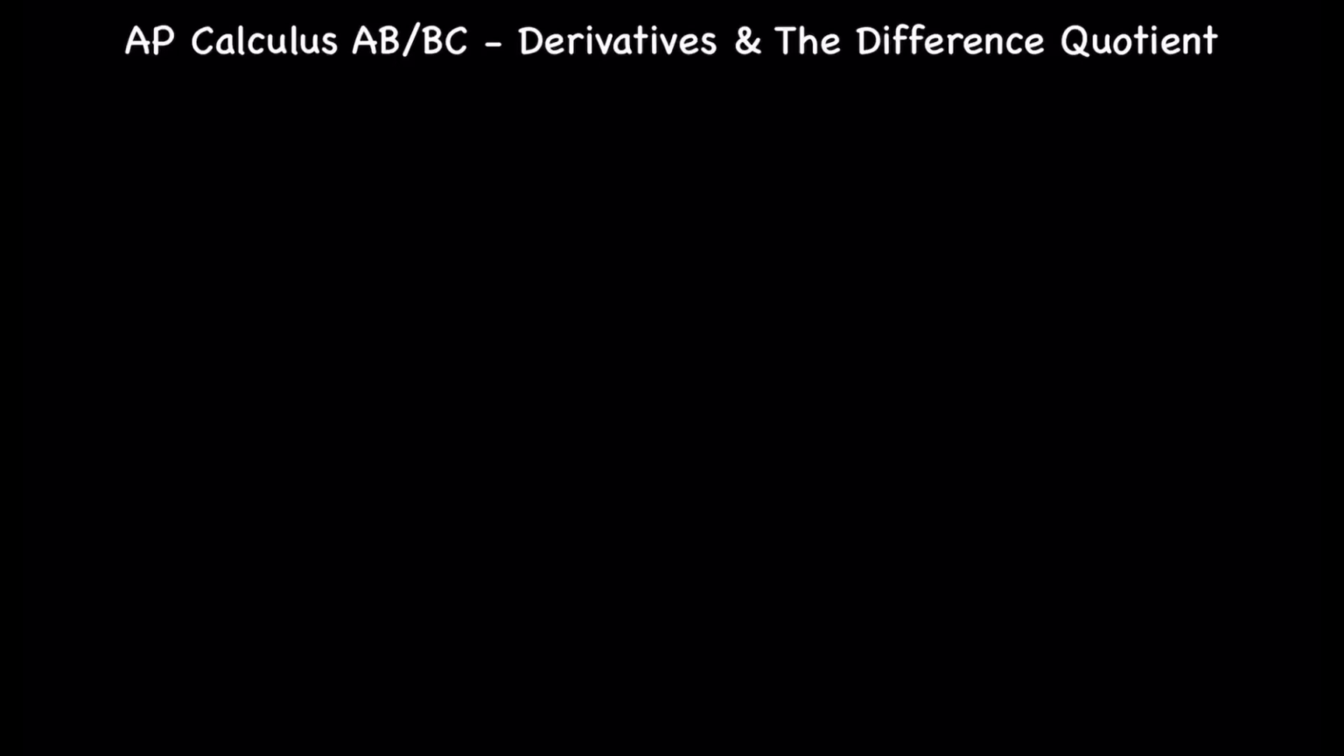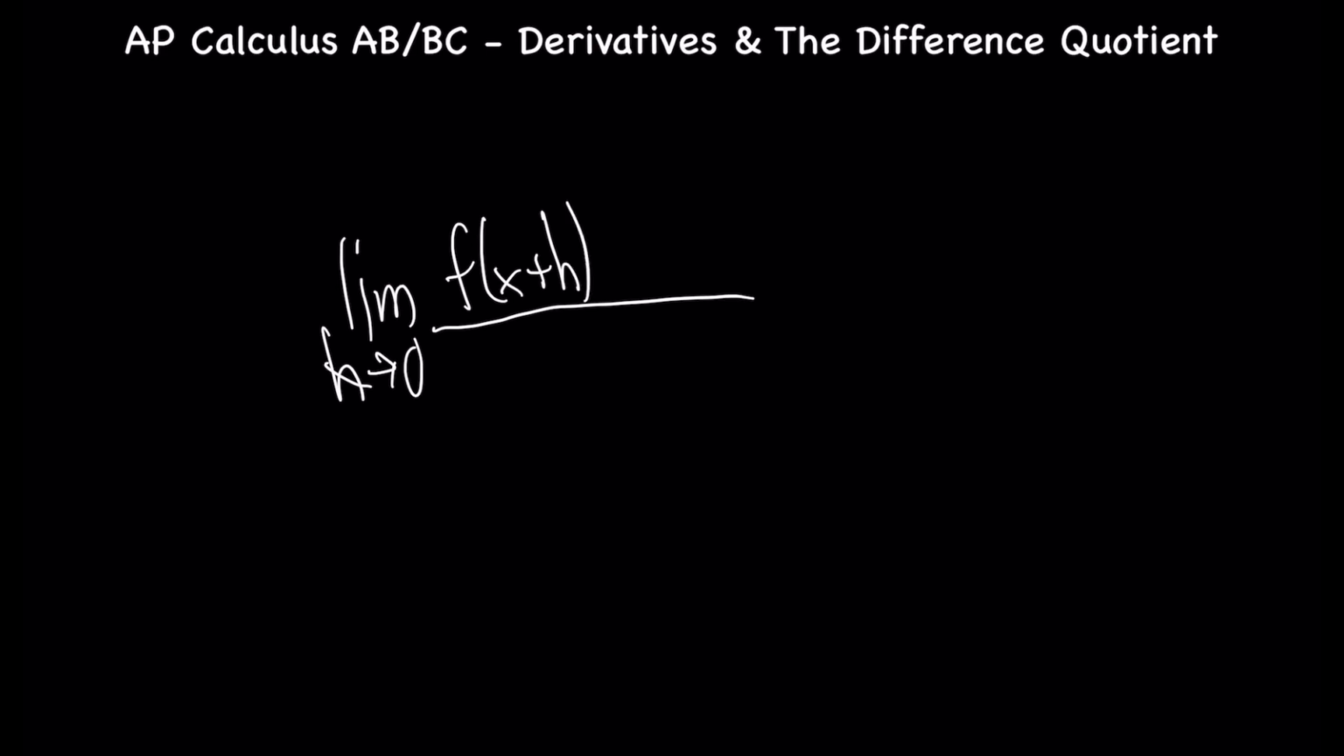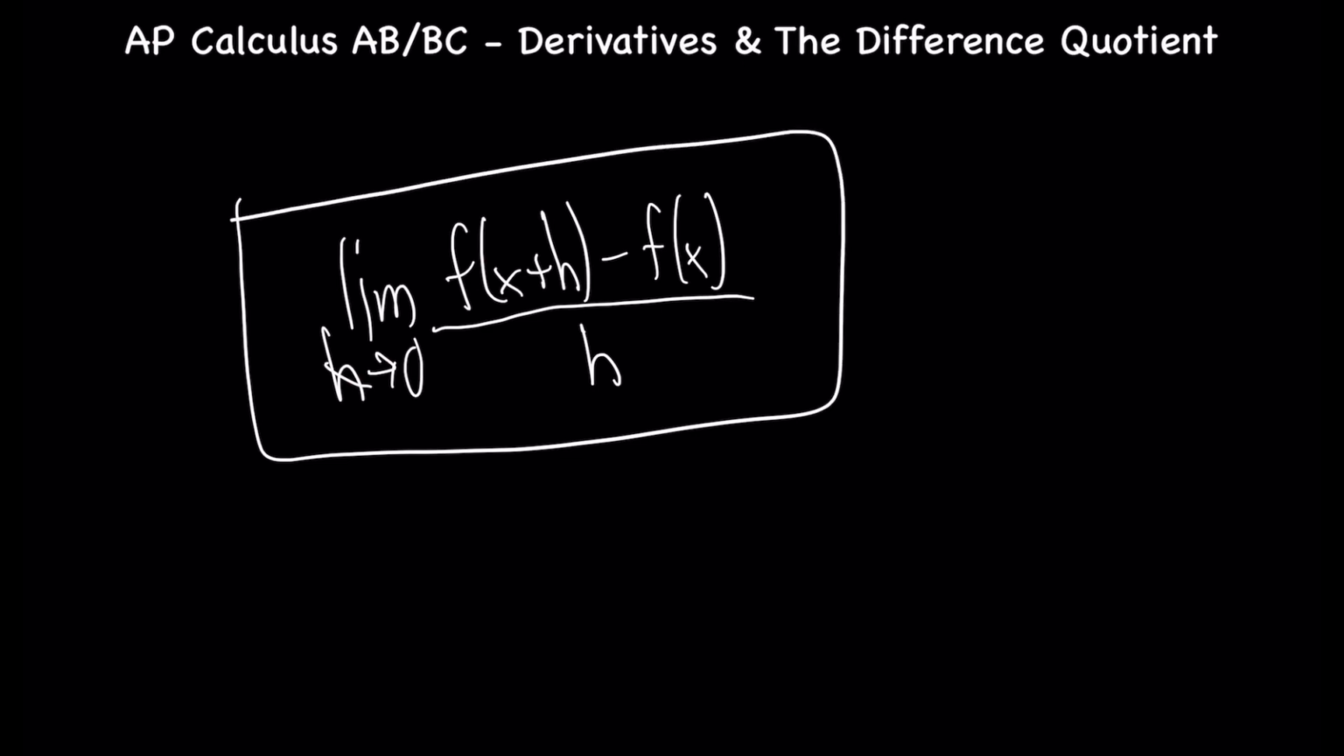Alright, so in this video we're going to be going over derivatives and the difference quotient, as well as the alternate difference quotient. So first off, let's talk about the difference quotient. The difference quotient can be expressed with a limit as h approaches 0. Some of you may have seen this before. This is what the difference quotient essentially is.